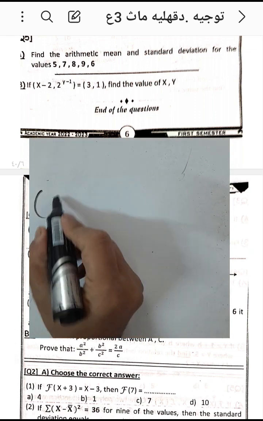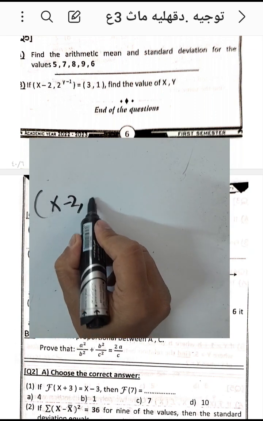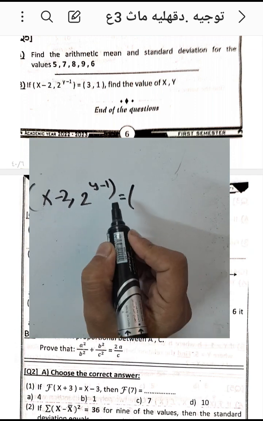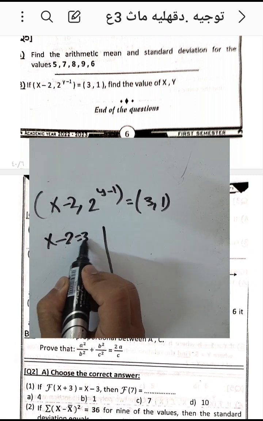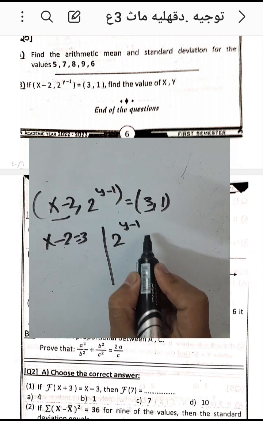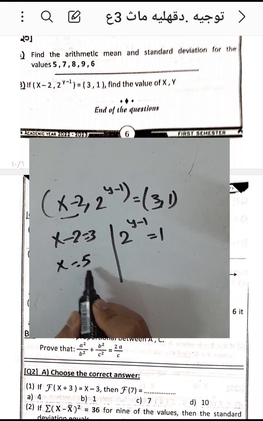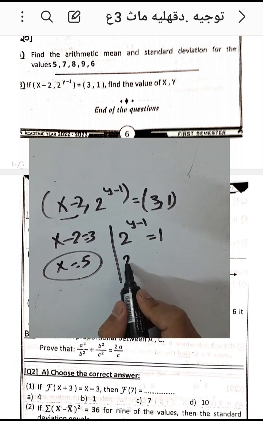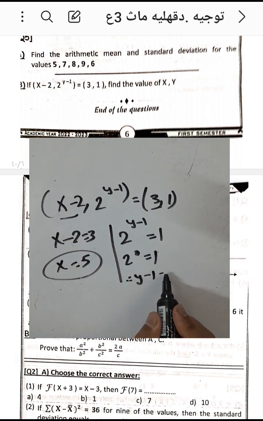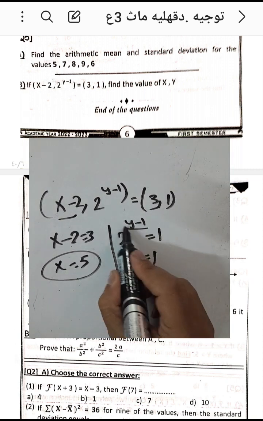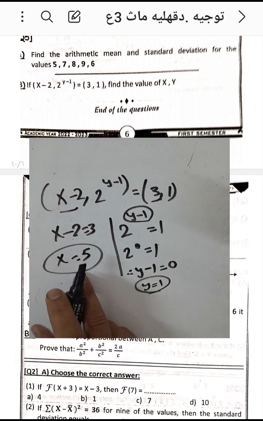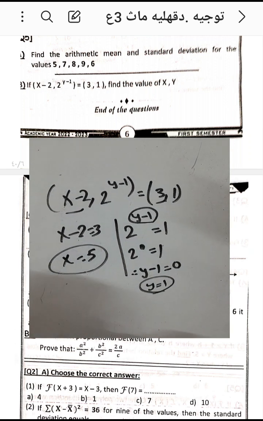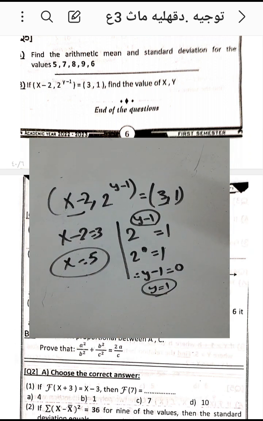Number 2, we have the ordered pair x minus 2 and 2 power y minus 1 equal 3 and 1. We can write x minus 2 equal 3, first equal first, and second equal second. Then x here equal 5. 5 minus 2 equal 3. 2 power 0 equal 1. Then y minus 1 equal 0, this power will be 0. Then y must be equal 1. 1 minus 1 equals 0. Okay, then we have x equal 5 and y equal 1. Okay, let's end the question.